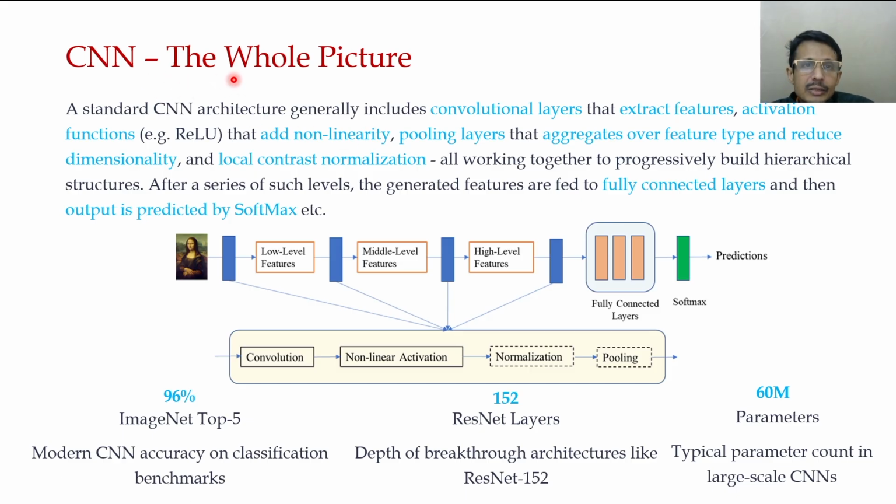If we ask what the whole picture is, a standard CNN architecture generally includes convolution layers that extract features. So this is the convolution layer, then an activation function, like ReLU, that adds nonlinearity, then the pooling layers that aggregate over feature maps and reduce dimensionality, and local contrast normalization. These all work together to progressively build a hierarchical structure. That is important. So this is some sort of hierarchy.